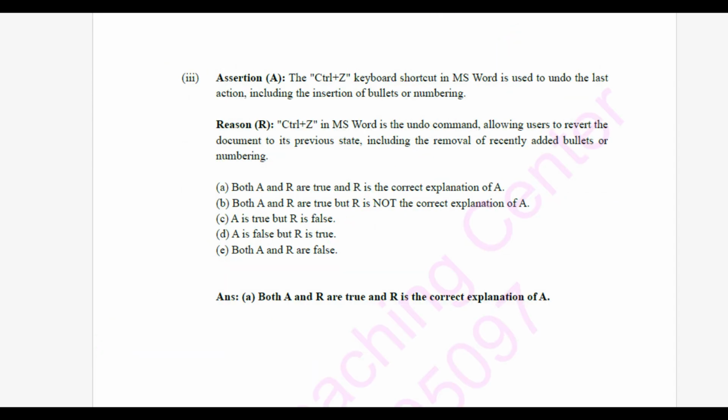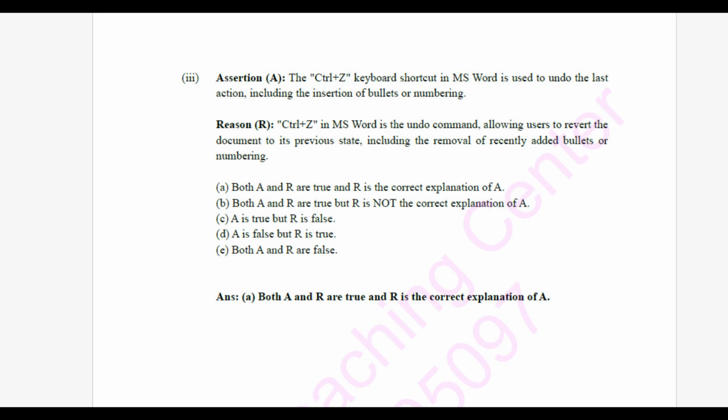1. Assertion A. The Ctrl-Z keyboard shortcut in MS Word is used to undo the last action, including the insertion of bullets or numbering. Reason R. Ctrl-Z in MS Word is the undo command, allowing users to revert the document to its previous state, including the removal of recently added bullets or numbering.